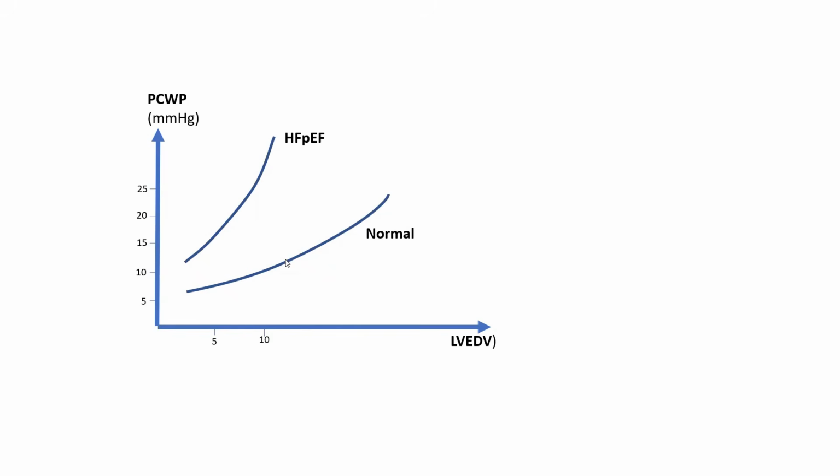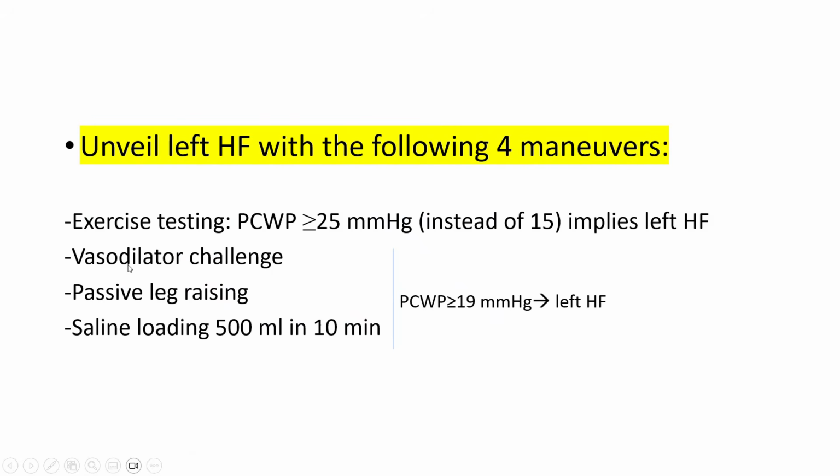In older patients over the age of 50 with some impairment of the stiffness of that curve, you may get further rise to 25 millimeters of mercury. You may also do vasodilator challenge or passive leg raising or saline loading of 500 milliliters in 10 to 15 minutes. And with those maneuvers, a rise of wedge pressure to 19 or more is consistent with left heart failure.